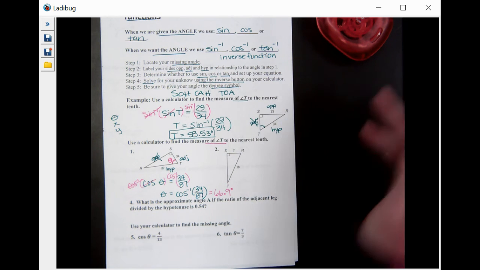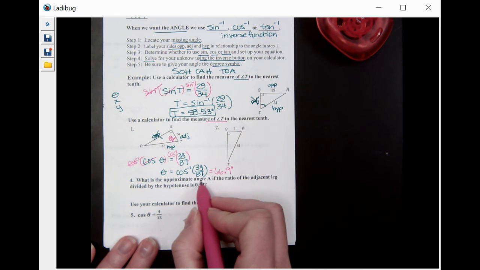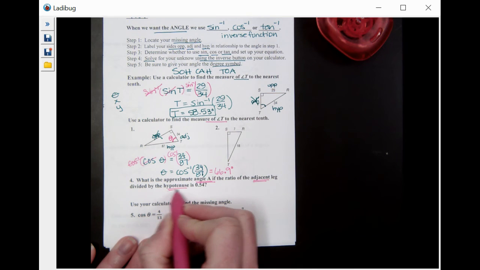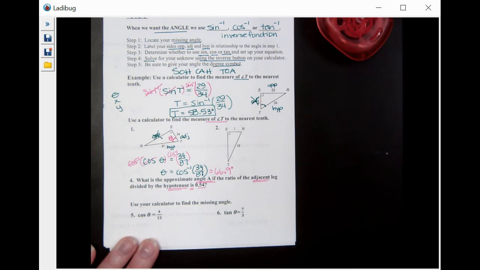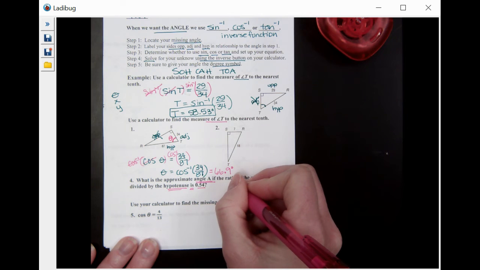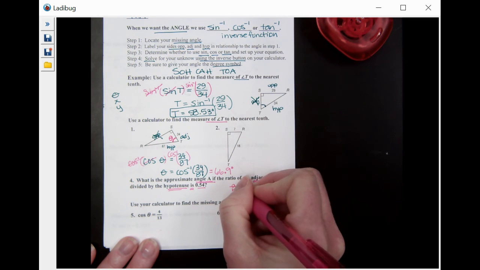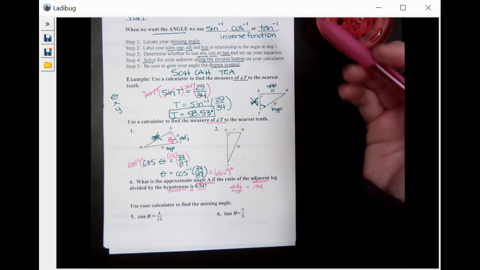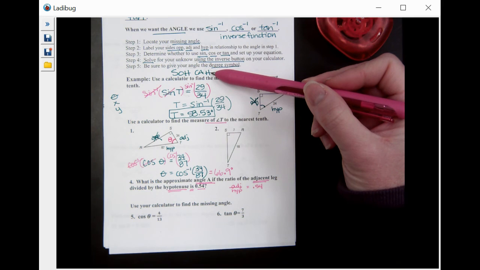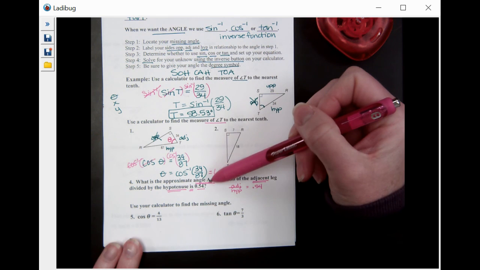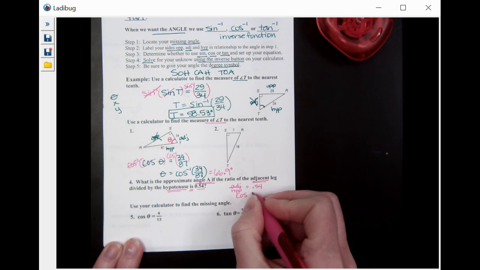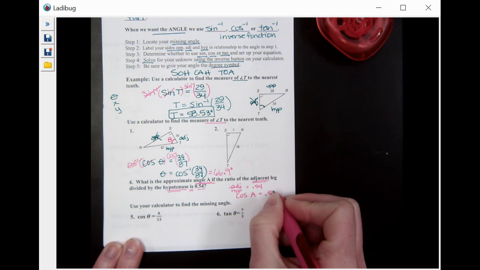But let's jump down to number 4. Number 4 says approximate angle A if the ratio of the adjacent divided by the hypotenuse equals 0.54. So they're saying that the adjacent divided by the hypotenuse is equal to 0.54. Using our SOHCAHTOA, adjacent divided by the hypotenuse would be the cosine of my angle. The cosine of angle A is equal to this. So let's write that equation. The cosine of angle A is equal to 0.54.